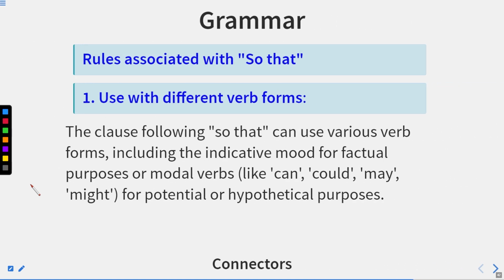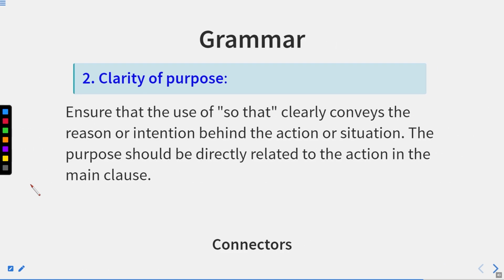Rules associated with "so that". First of all, use with different verb forms. The clause following "so that" can use various verb forms, including the indicative mood for factual purposes or modal verbs like can, could, may, might for potential or hypothetical purposes. Clarity of purpose: ensure that the use of "so that" clearly conveys the reason or intention behind the action or situation. The purpose should be directly related to the action in the main clause.